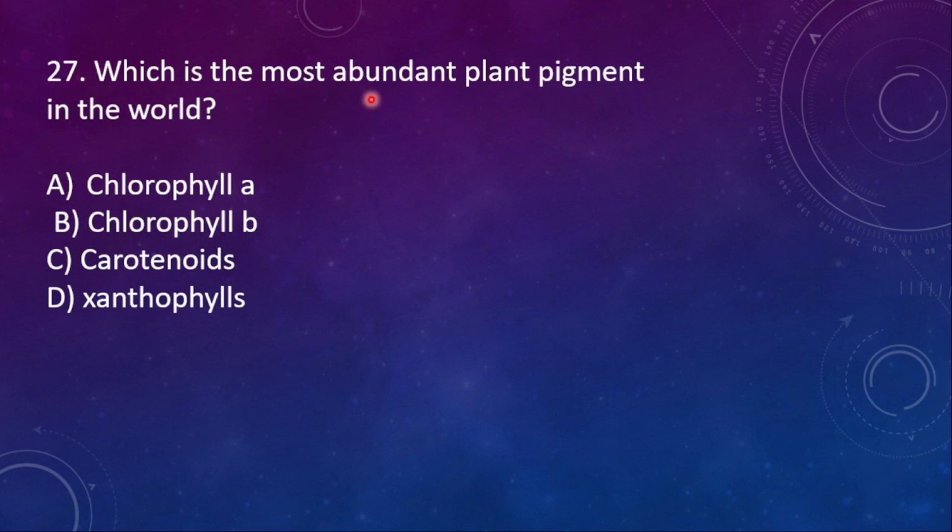27th, which is the most abundant plant pigment in the world? The most abundant plant pigment in the world is one and only the best pigment, I can say, the king, that is chlorophyll A, because this is the main pigment which will absorb the light, and this is the reaction center. Without chlorophyll A, you can't imagine the world itself.